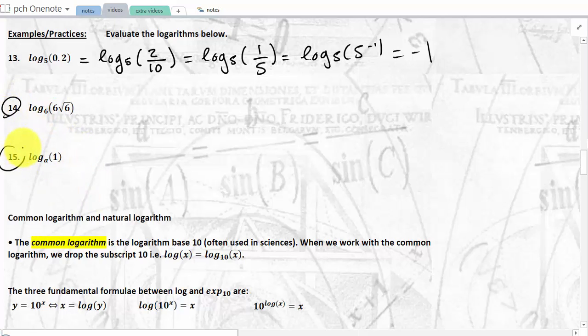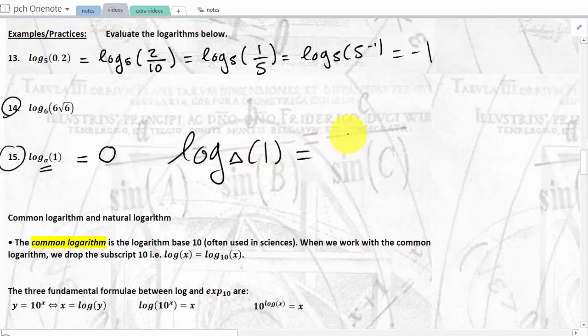I'm going to do 15. This is actually a very important one. You need to remember it. So, a to what power equals 1? A to what power equals 1? 0. So it doesn't matter what the base is right here. The output of log base anything of 1 is always going to be 0.